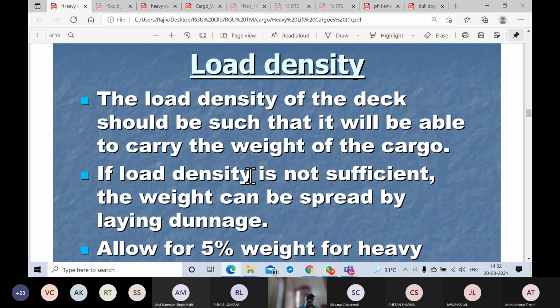One of them being load density. Because it's a heavy lift cargo, load density has to be taken into account. Load density should be such that it should be able to take the weight of the cargo. If it is not sufficient, it can be spread out by laying dunnage. Laying dunnage means you are spreading out the area. Area you are increasing. Load, of course, you cannot alter because load is there. Whatever is the load of the cargo will be there, but you can spread out the weight by using dunnage. Meter square can be increased.